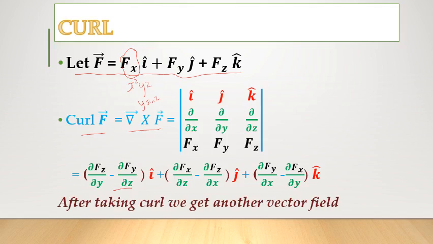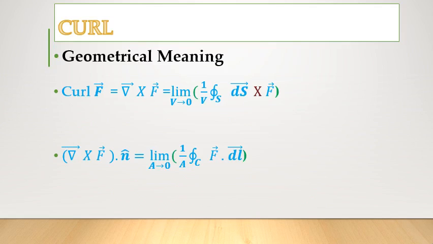After taking curl, we get another vector field. See, ijk's have come, therefore whatever I am getting after taking curl, that will be a vector field.